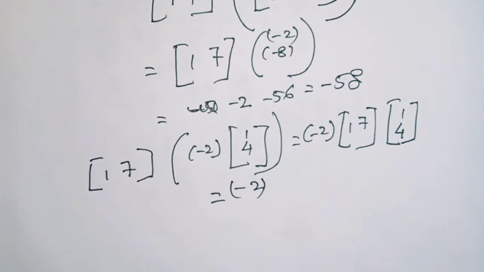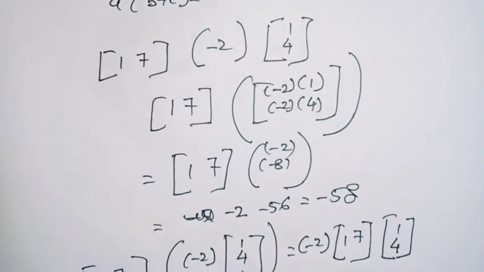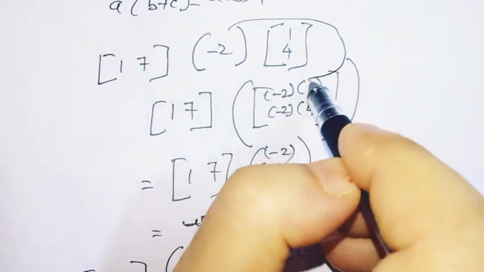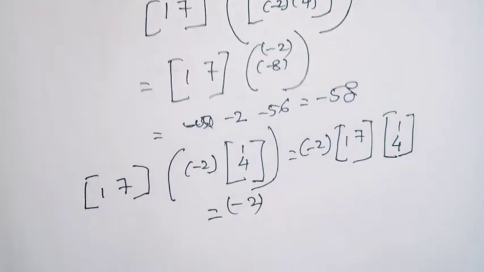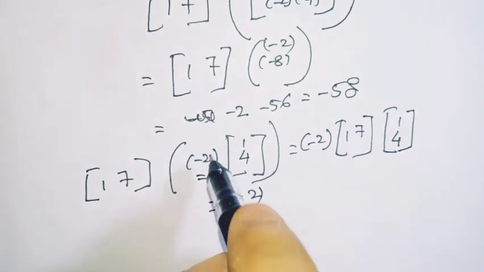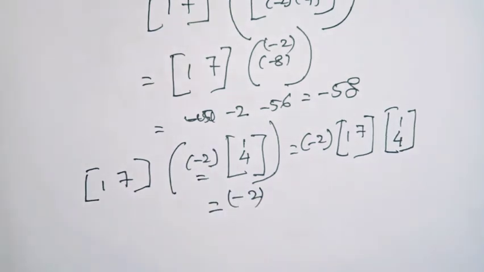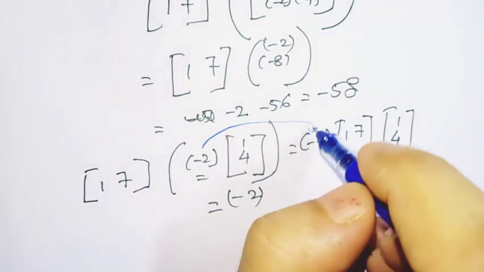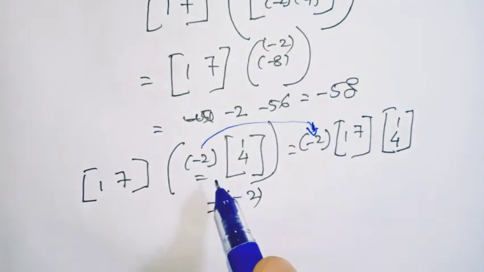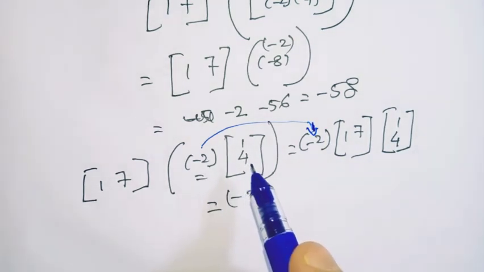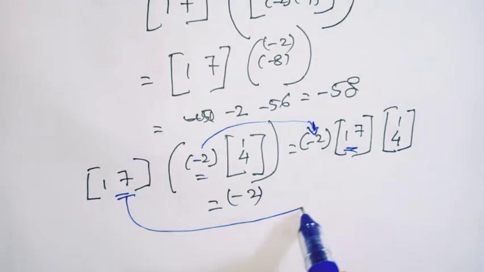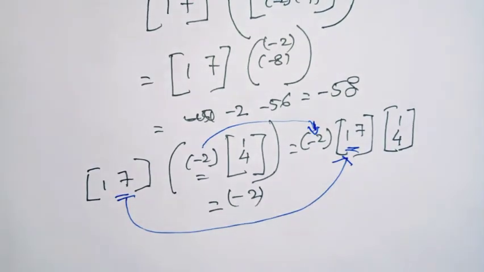So what you can see here, this -2 has been carried here, right? And in here what I have done is that this -2, I will show it in a different pen so that it becomes clear. This -2 has gone over here, right? And this 1 and 7 has gone over here. So this has carried over here. This is the way in which we are doing.